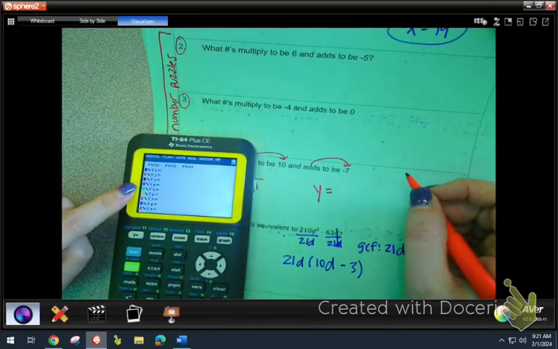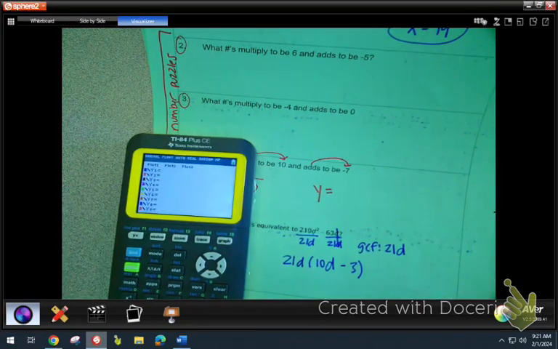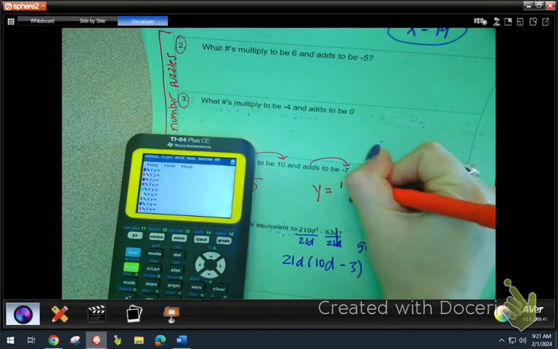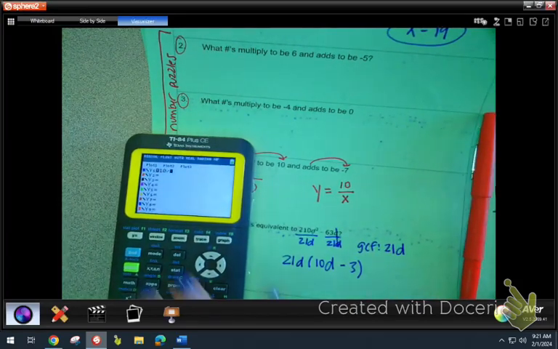Okay? So, if you're trying to find factors, you always want to work the top number first, okay? We want a product of 10. So, you're going to put y equals 10 divided by x in y1. Positive 10 divided by x. Just put it like that, and y equals. Just like I did. Okay, again, that's the product that you're looking for.